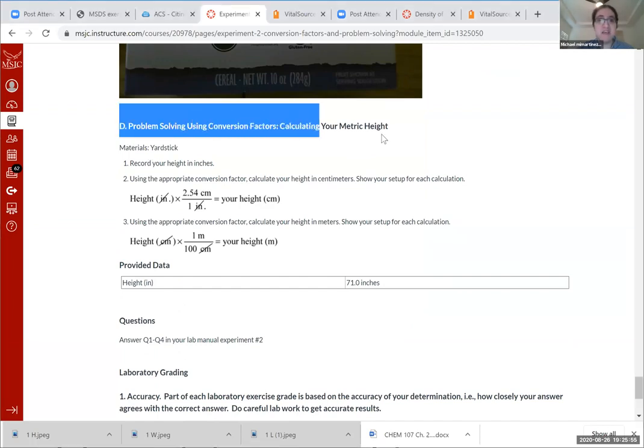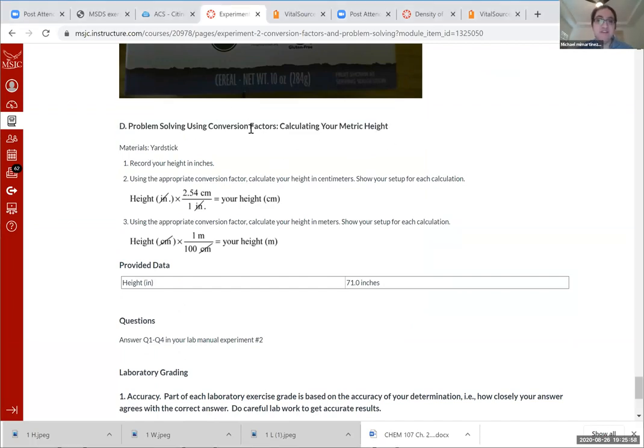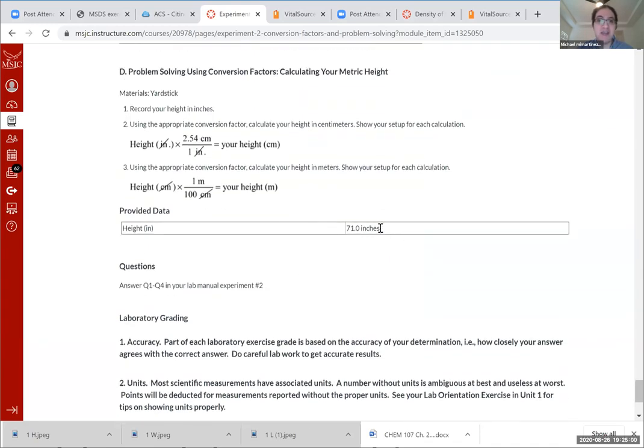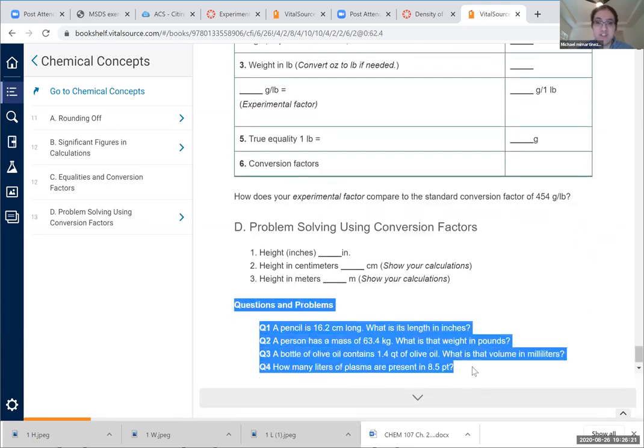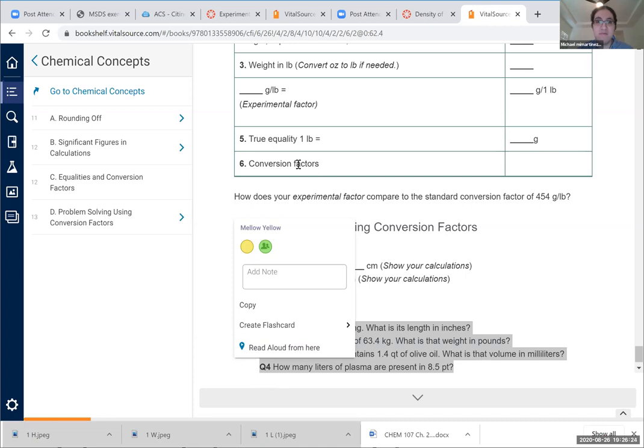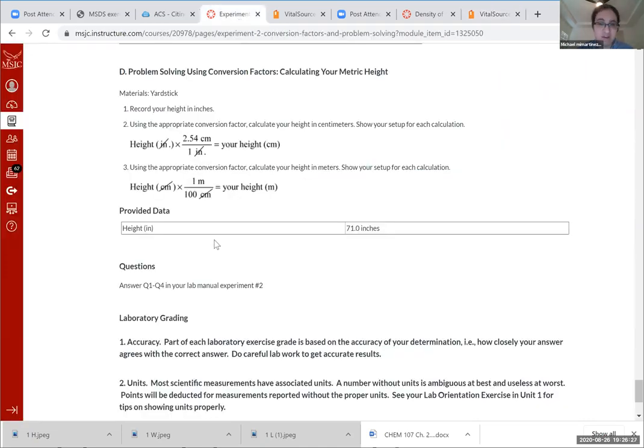For part D, we're going to be using conversion factors involving metric height, and I provided you a sample height in inches. What you're going to do is you're going to calculate the height in centimeters, and then you're going to calculate the height in meters, showing your setup for each step. Once you've filled in that table, you're then going to answer questions 1 through 4. And that's all you're doing for today's lab. Does that make sense to everyone?